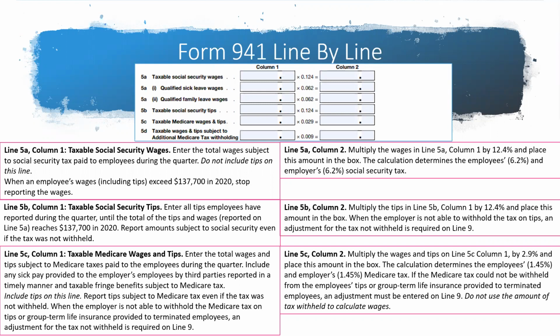5B is going to be both employer and employee, which is why it's being multiplied by 0.124. And then line 5C is both employee and employer Medicare wages. So it's the 1.45% for each, which if you add those together, you get 2.9%. The bottom line though, 5D, the employer is not responsible for the additional Medicare tax, only the employee is. And that's why it's only multiplied by 0.9% or 0.009. Questions on that section?